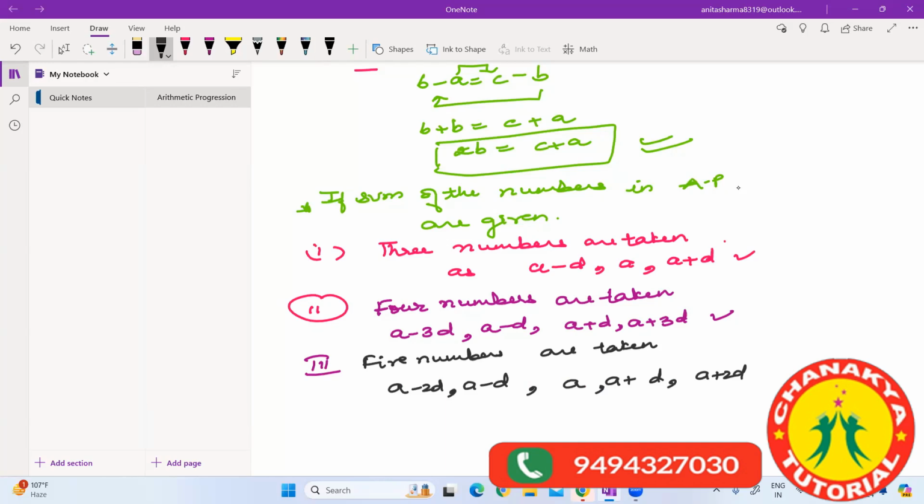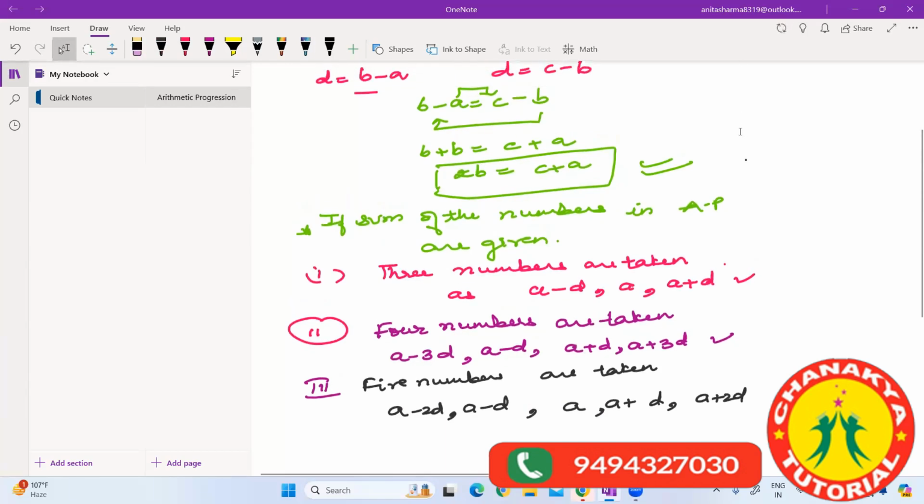And this is to find the AP if the sum of the numbers is given. When the sum of numbers is given, like in any question the sum of three numbers and their common difference is given, then you have to find the AP. These types of questions will come in your exam. I am going to explain this to you through the questions, beta.